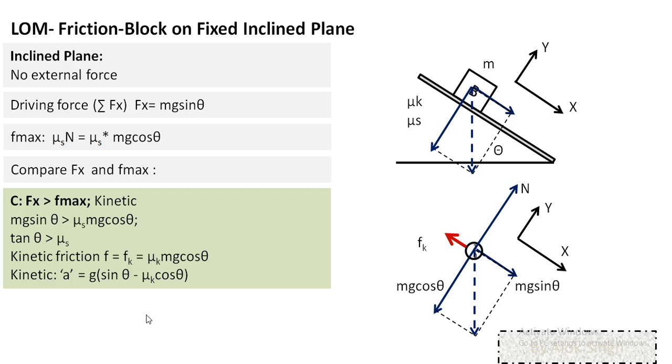Thus, the acceleration in the kinetic state, when theta is greater than the critical angle. What is the condition? Tan theta greater than mu s is the kinetic state. Friction is equal to Fk, the kinetic friction, and acceleration is equal to g times (sin theta minus mu k cos theta).